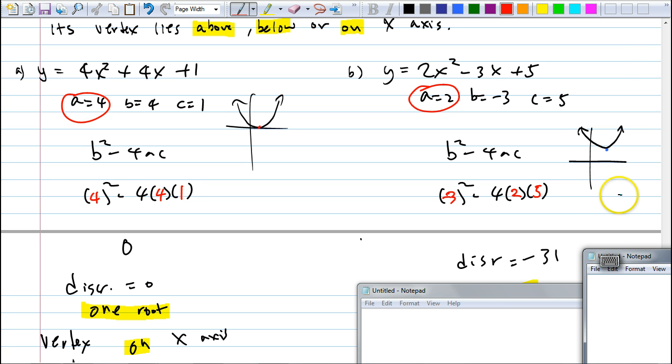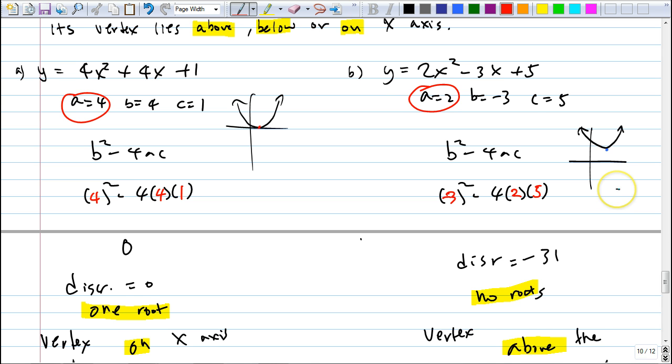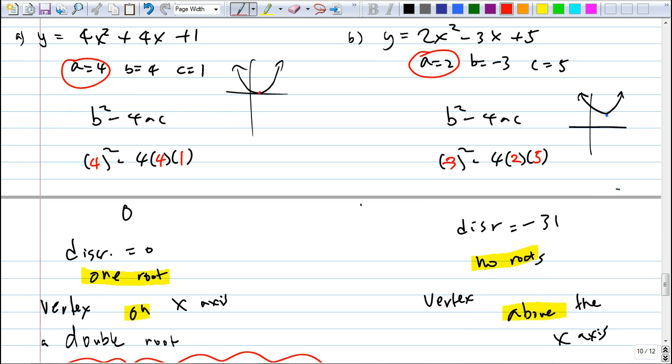So what is the answer, guys? It'll be above the x-axis. Does this make sense? Can you do something like this for your homework tonight? Very good, guys. All right.